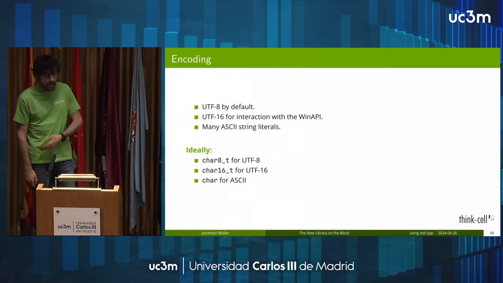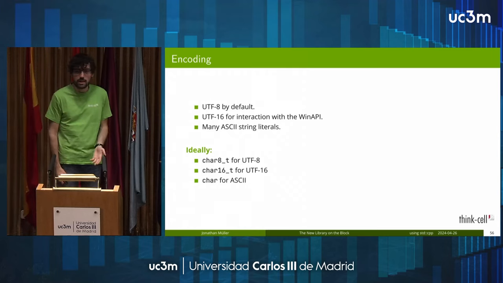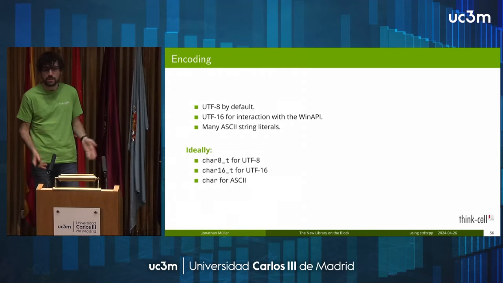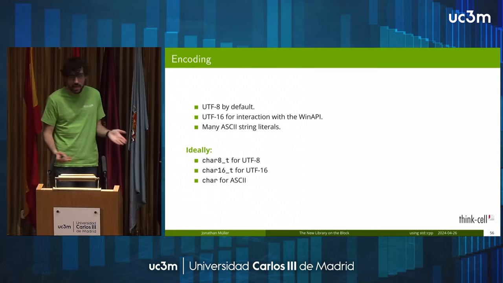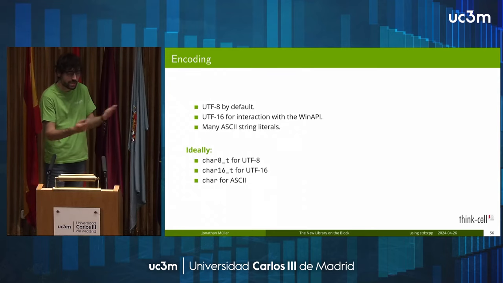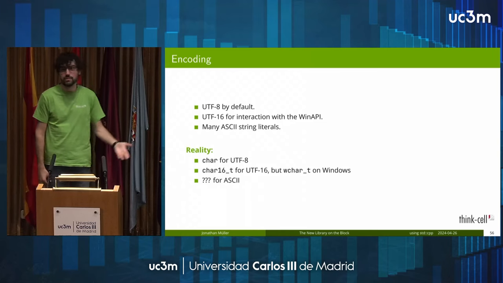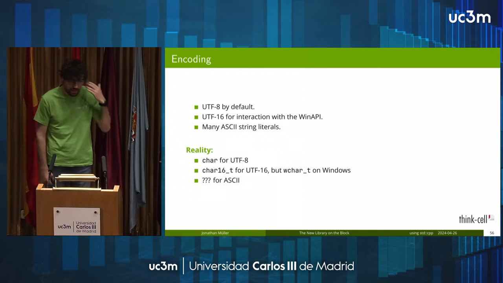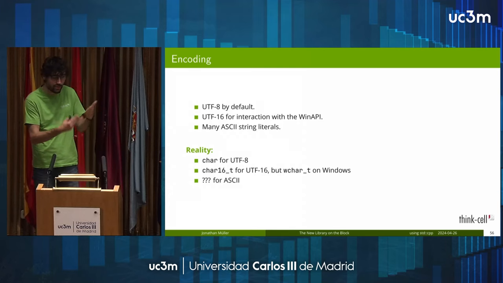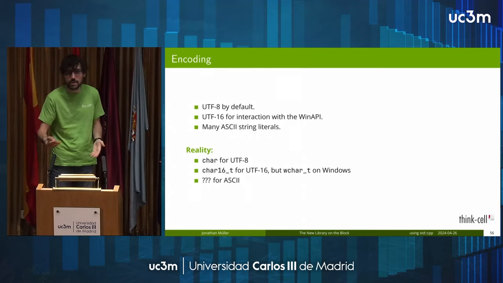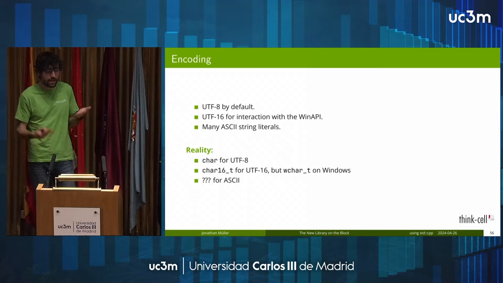However, in practice, char8_t was added way too late, and no existing library or interface takes char8_t. And the Win API uses wchar_t and not char16_t, so we can't use char16_t either. So in reality, we use char for UTF-8. We want to use char16_t for UTF-16, and we do that on macOS, but in Windows, we have to use wchar_t. And then what do we use for ASCII?